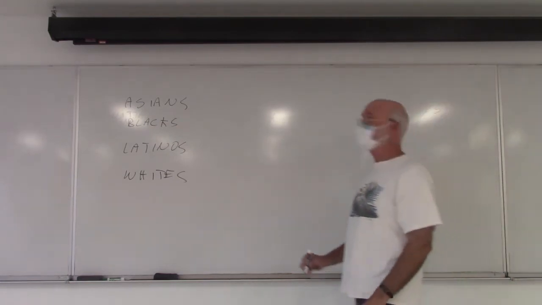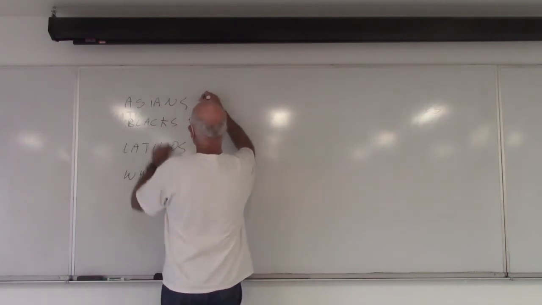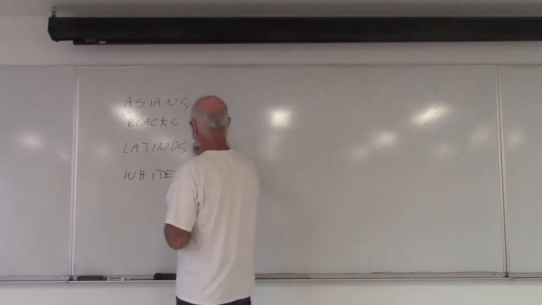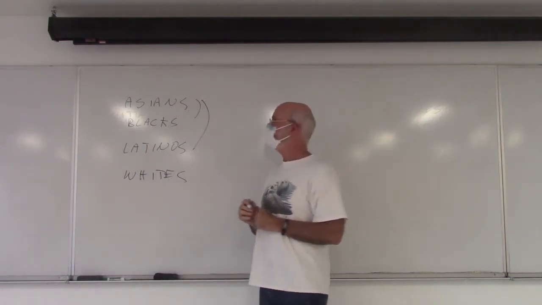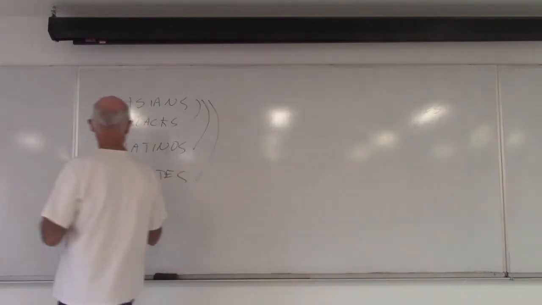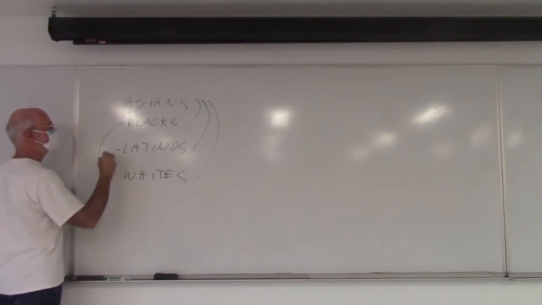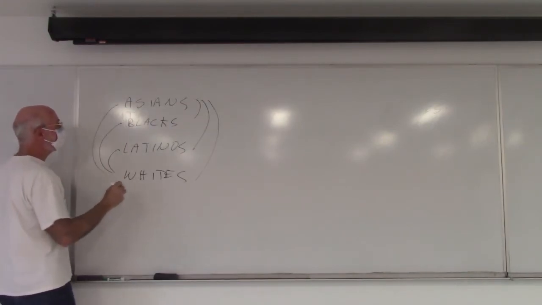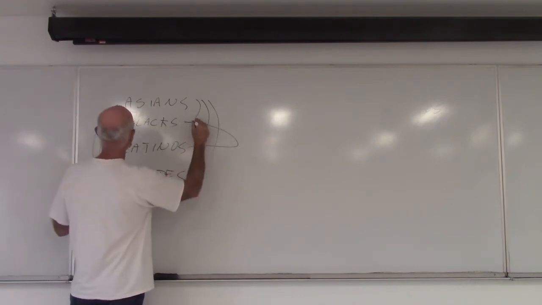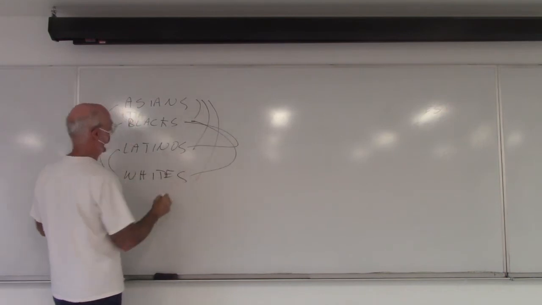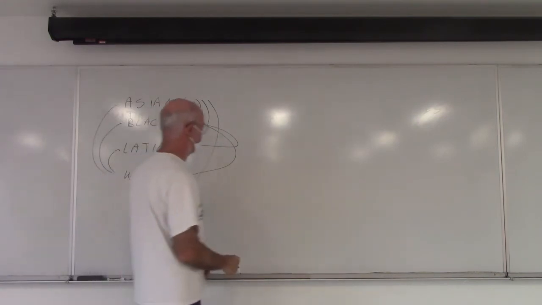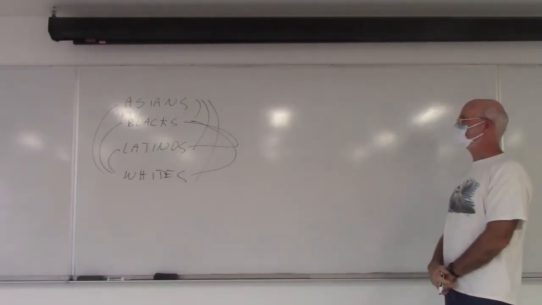Well, we could do t-tests. We could compare Asians with blacks. Are they different? We could compare Asians with Latinos. Are they different? We could compare Asians with whites. Are they different? We could compare whites with Latinos, whites with blacks, and whites with Asians. And then we could compare blacks with Latinos and blacks with whites. So we've got 1, 2, 3, 4, 5, 6, 7. Is that all of them? What am I missing?